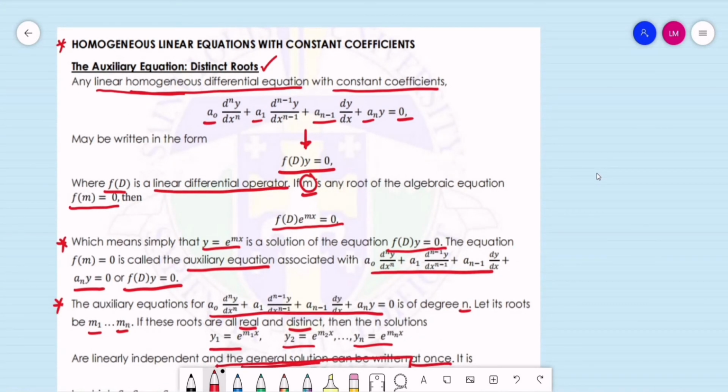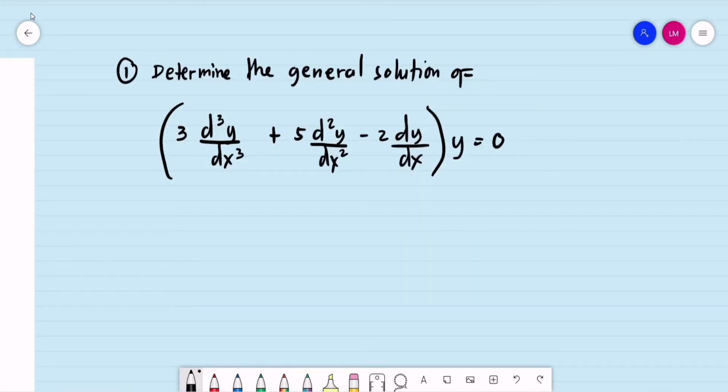Homogeneous linear equations with constant coefficients, with the auxiliary equation for distinct roots. So let's have this example. Number 1: determine the general solution of 3 times d cubed y over dx cubed, that is the third derivative, plus 5 multiplied by d squared y over dx squared, the second derivative, minus 2 dy over dx, the first derivative, equal to 0.